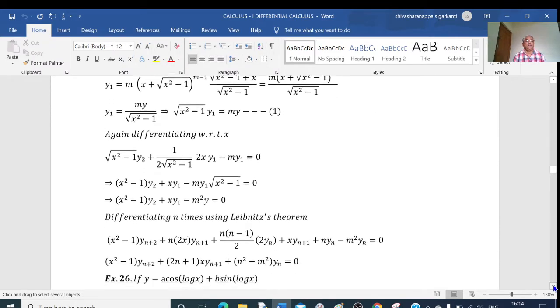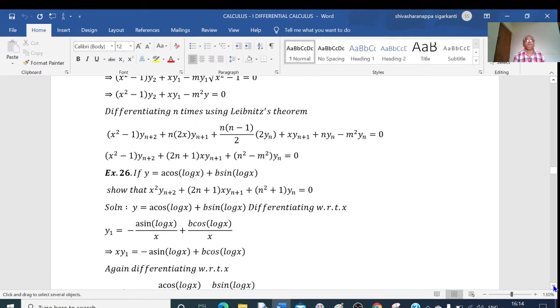Next example. y equal to a cos(log x) plus b sin(log x). Show that x² into y(n+2) plus (2n + 1) into x into y(n+1) plus (n² + 1) into yn is equal to 0.